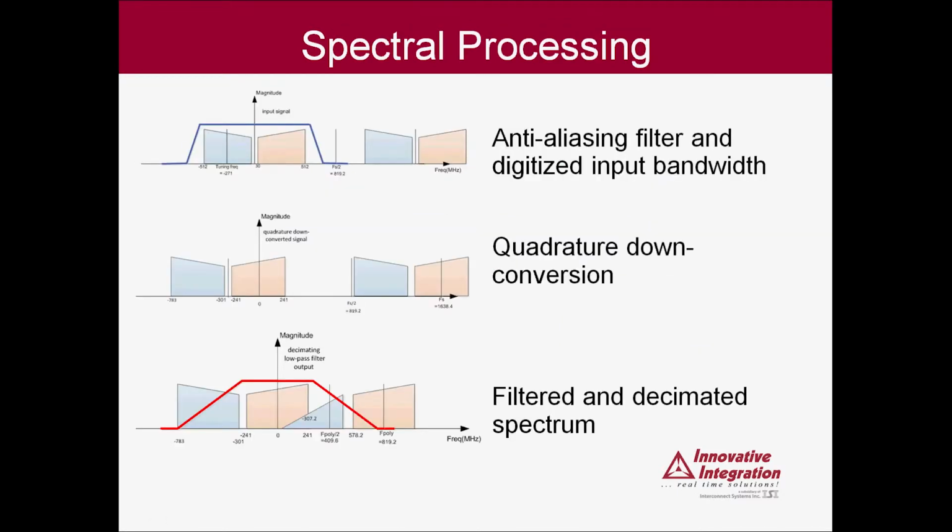Spectral processing is as follows. An external anti-aliasing filter is expected to condition the input bandwidth. The input bandwidth is digitized and then down converted to baseband. Following the down conversion to baseband, the decimating low-pass filter provides image suppression, with attenuation greater than 65 dB for the portion of the image which will alias back into the passband.